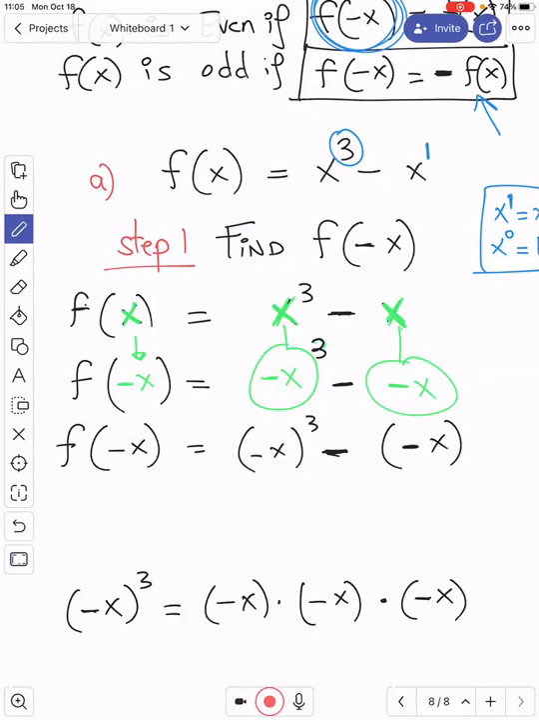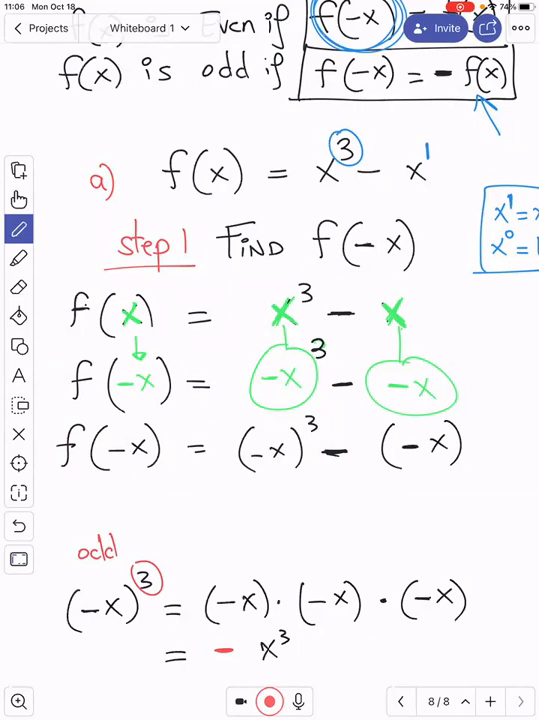All right. And the rule, guys, is if you have an odd power, then you're going to end up with a minus. If you have an even power, then you're going to end up with a plus. So like here, this is minus x cubed, right? 3 is odd. All right, so we're going to end up with minus x cubed without the parentheses.